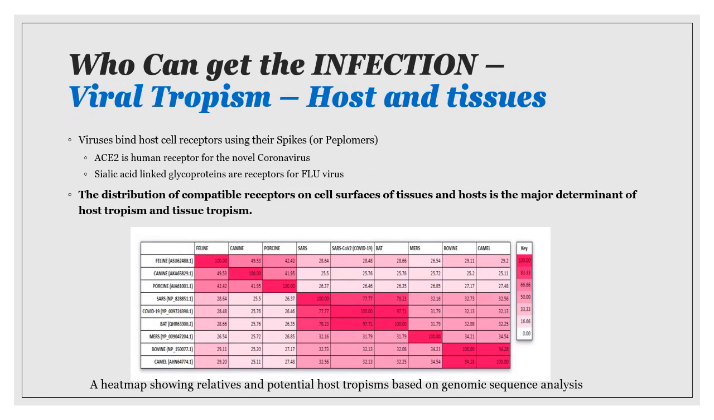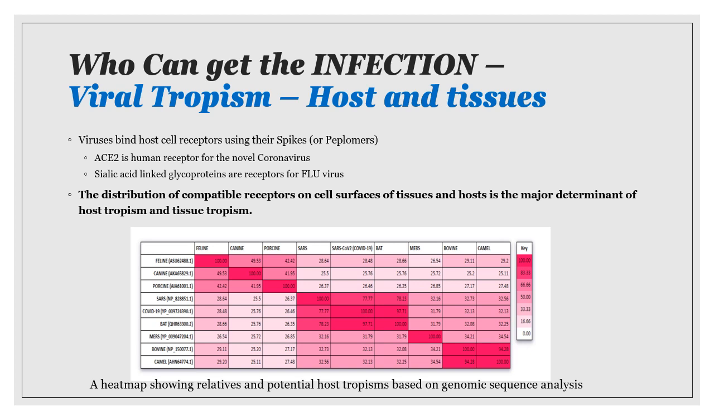So who can get the virus? Who can get the infection? Remember, I'm not talking about who can get the disease. You can get infected and you get well. In fact, infection is not bad. It is the disease that is the bad outcome. I'll explain later. But who can get the infection at this point? What is the viral tropism? What is the host and the tissue?